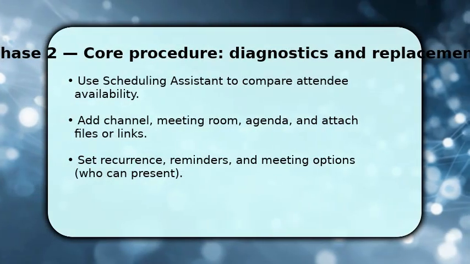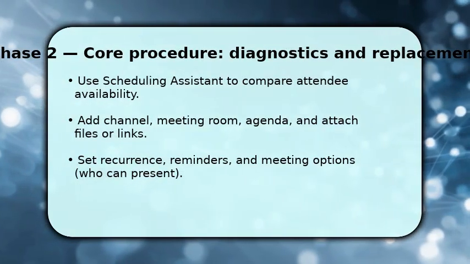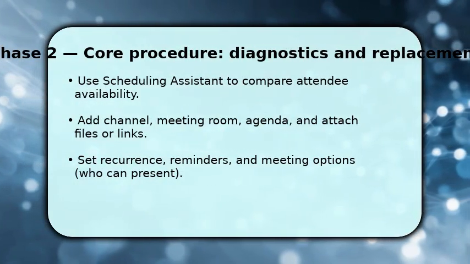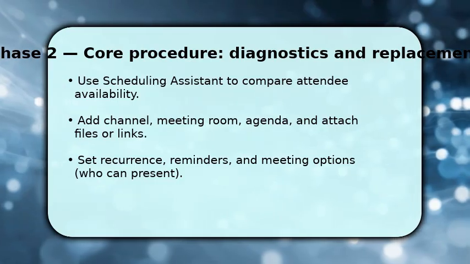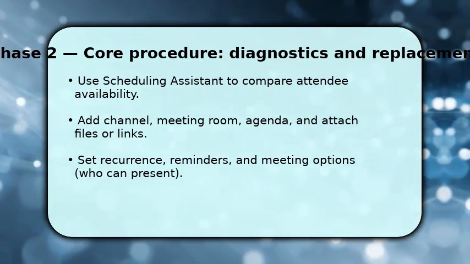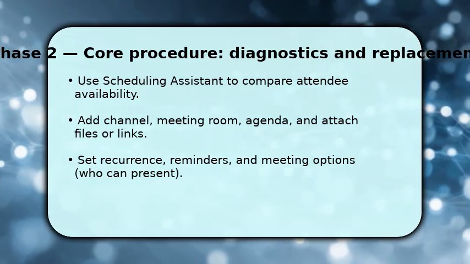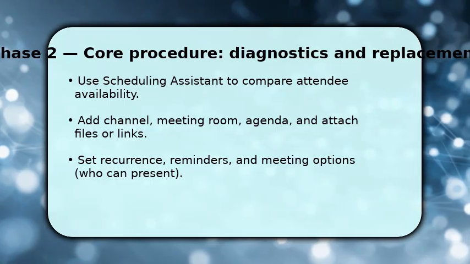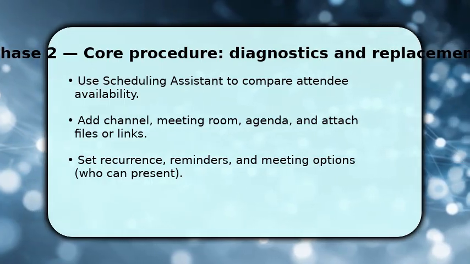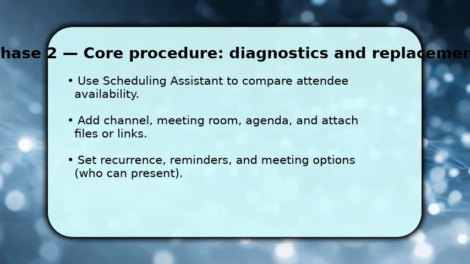Now dial in the details. Open the scheduling assistant to compare calendars and pick a time that minimizes conflicts. This saves follow-up email back and forth. Once you've picked a slot, add a channel if the meeting's for a team, choose a room resource, and paste an agenda or attach files so participants arrive prepared.